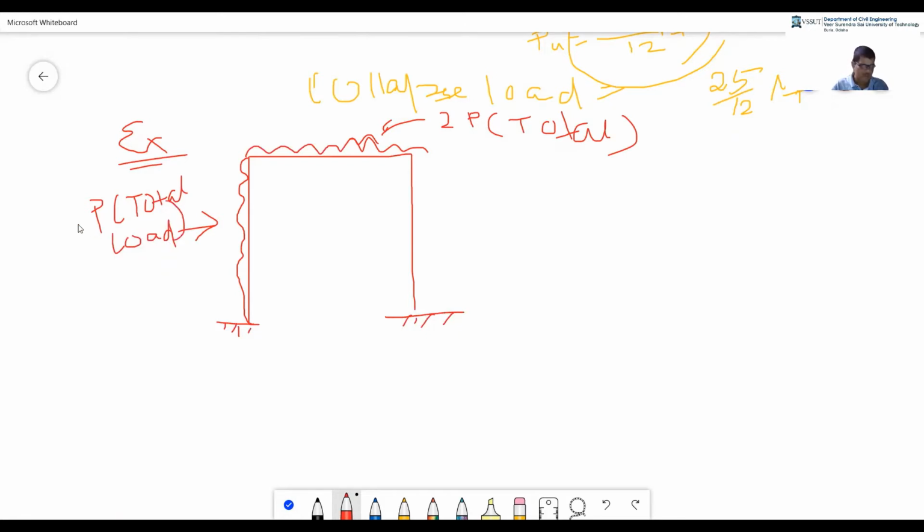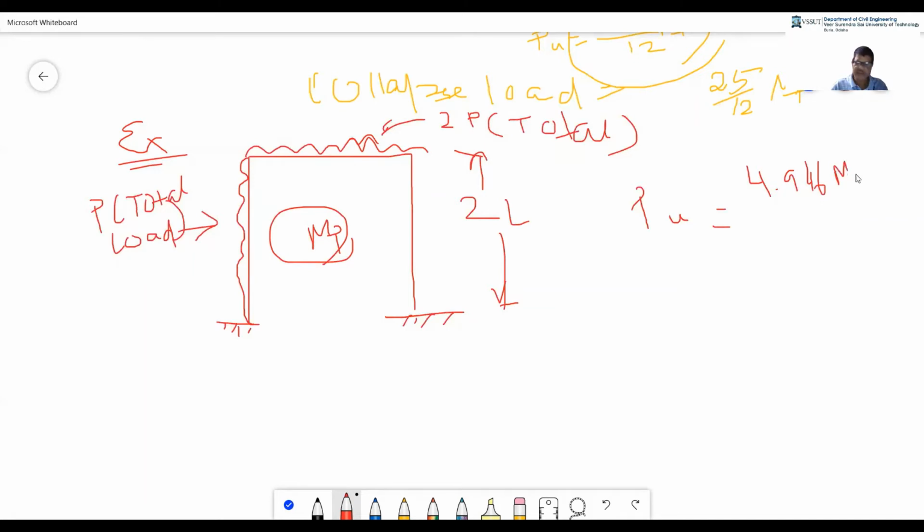Okay. Now what is being done? This height is 2L, and all values are MP. MP is the capacity at each section. So you have to show that the ultimate load PU is equal to 4.946 MP by L. So you have to prove the least load comes like this.